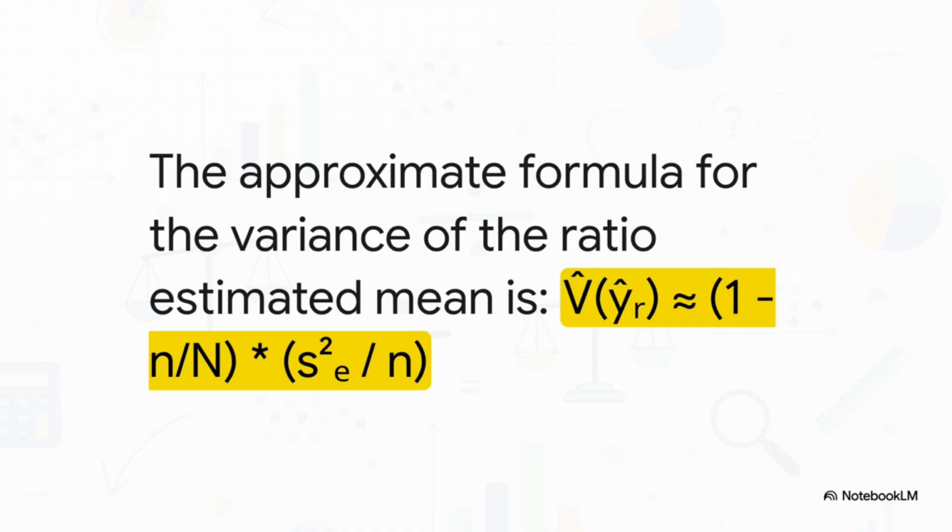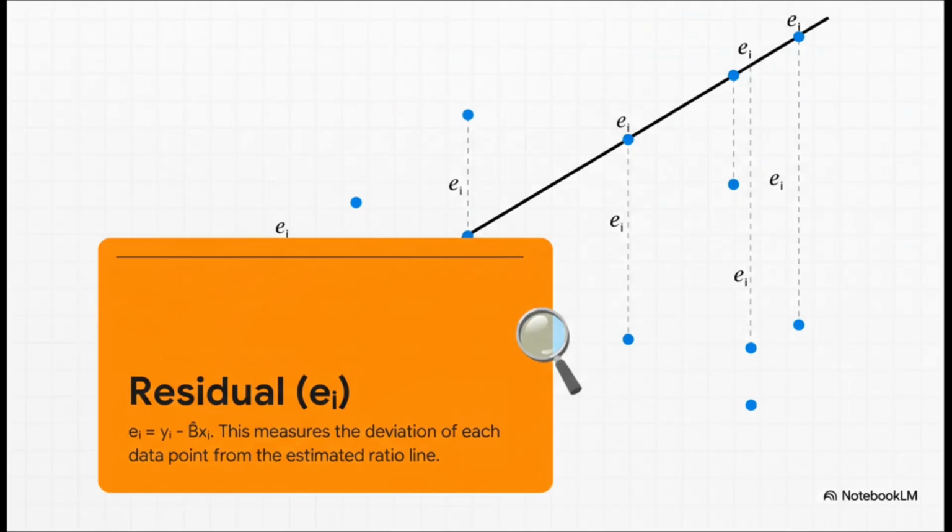The first part, that finite population correction, you've probably seen that before. The really important part is the second term, S squared E divided by N. The key to everything, the secret sauce to our estimator's precision, is that S squared E term. So what exactly is this S squared E thing? It's just the variance of the residuals.